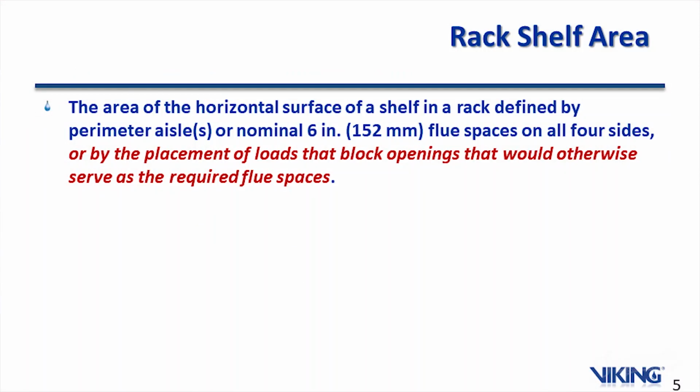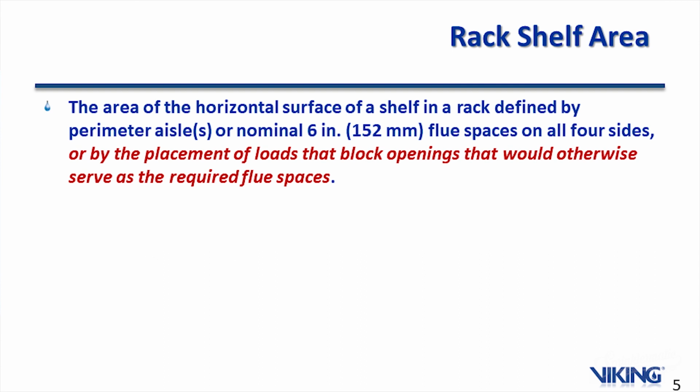So the shelf area then becomes a critical point of determination here. Is the surface of the shelf in a rack defined by those perimeter aisles and the flue spaces? So how much area do I have? Because remember, we can only go up to 50% open, or by the placement of loads blocking the openings that would otherwise serve as required flue spaces.